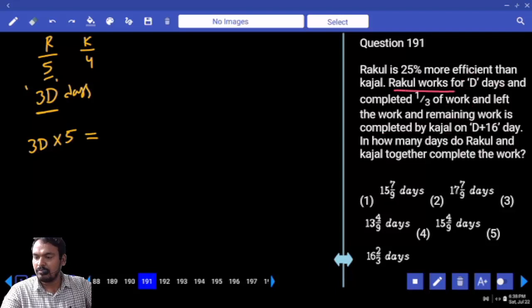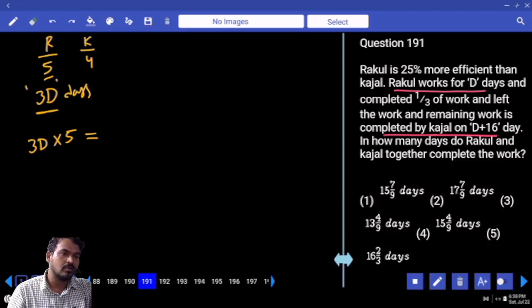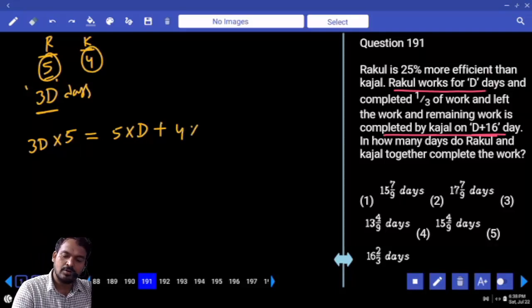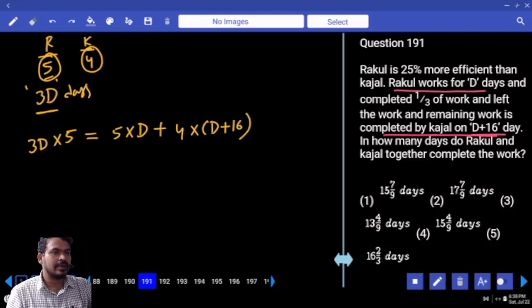D days work of Rakul, D plus 16 days work of Kajal. D days work of Rakul means Rakul efficiency 5 parts, then we write 5 into D. Plus 16 days work of which one? Kajal. Kajal efficiency 4 parts, then we write 4 into which one? D plus 16.